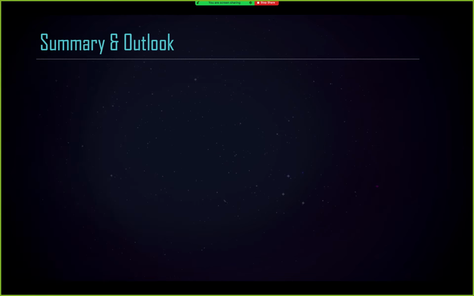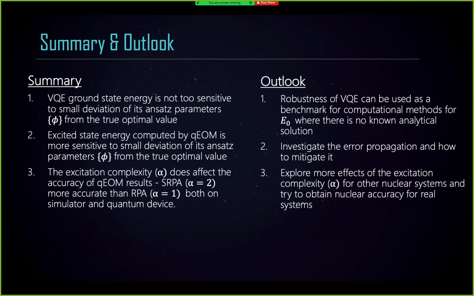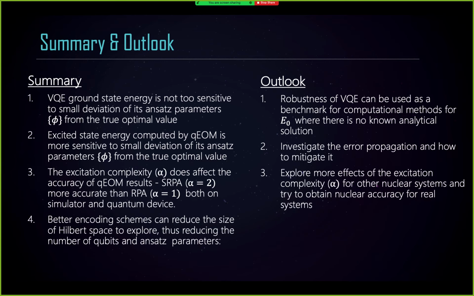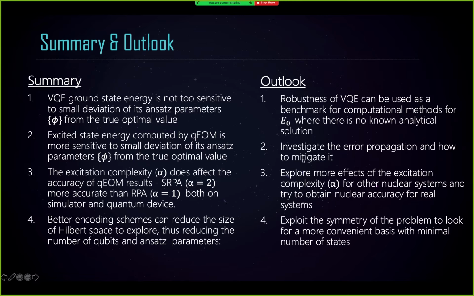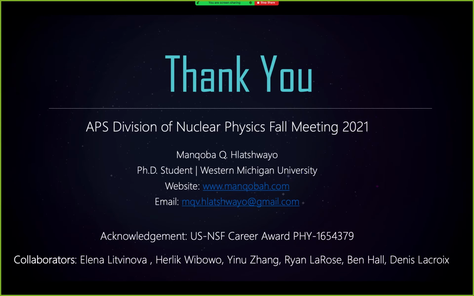All right, let me summarize. There are a couple of points here. The one that I want to emphasize is that this method is sensitive to deviation of the parameter that you use to optimize from the true optimum one. There is much more work that needs to be done in studying error propagation. How does the error from the ground state propagate to the excited states, and how do you mitigate for that? With that, thank you for listening. I can now take questions.